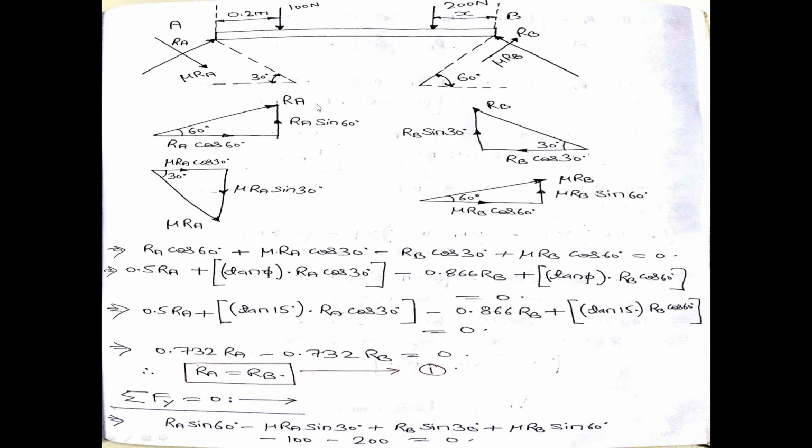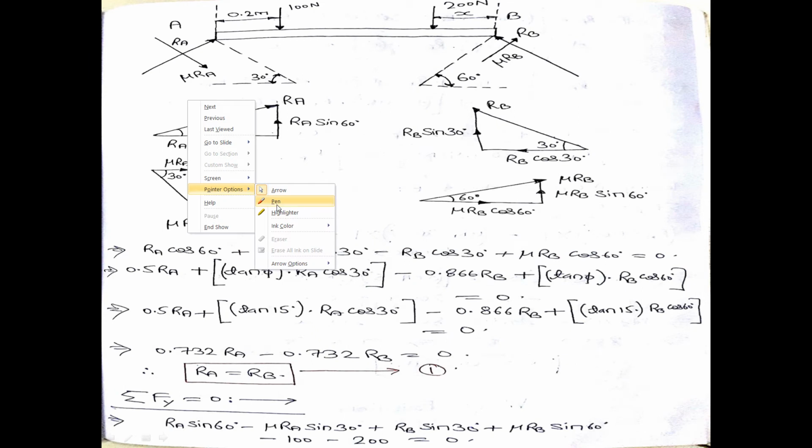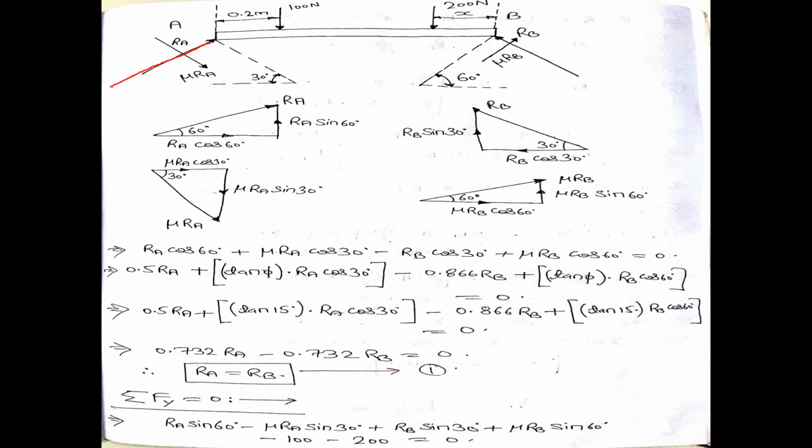So if this is my RA, and if I extend this RA and this line, this angle given is 30 degree, this angle will be 90 degree, then how much will be this angle? It will be 60 degree. Similarly, this is my direction of RB. If I extend this horizontal line like this, and if I extend this RB, this is a triangle. This angle is 60 degree. This angle is 90 degree. Then this angle will be how much? This angle is 30 degree.